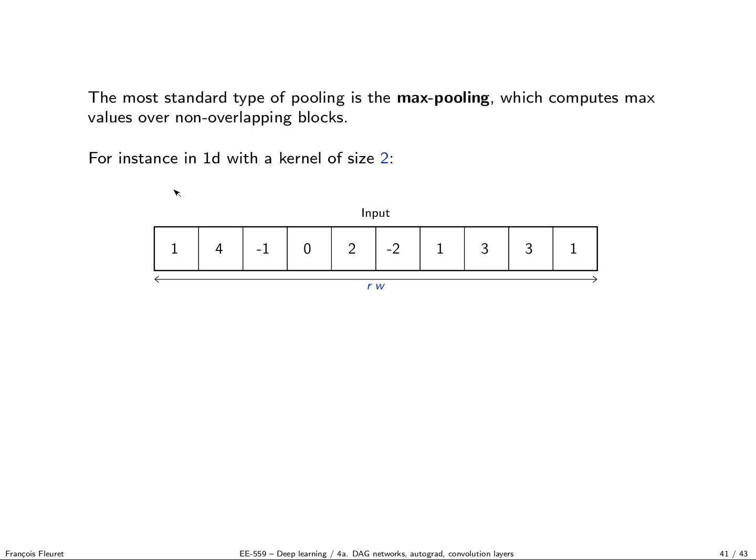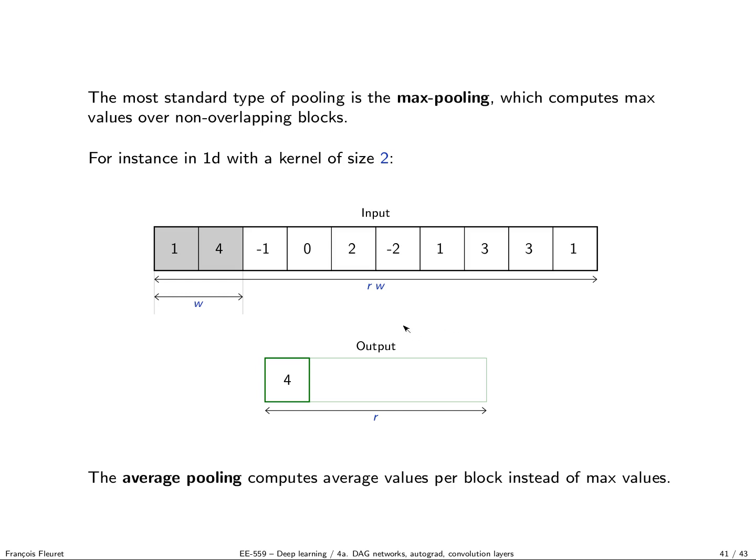So if we take an example in 1D, I have an input signal of 1 dimension on 10 indexes, 10 coefficients. And let's say I'm doing my max pooling over a kernel of size 2. So we reuse the same vocabulary, the same word of kernel. If my kernel is of size 2, I take the max of those two guys, I get this guy, the max of those two guys, I get this guy, the max of those two guys, I get this guy, etc. So basically, I divide the size of my signal by 2. Another pooling is the average pooling, which computes average values per block instead of max values. It can be seen actually as a convolution because it's a convolution by a filter which is constant.